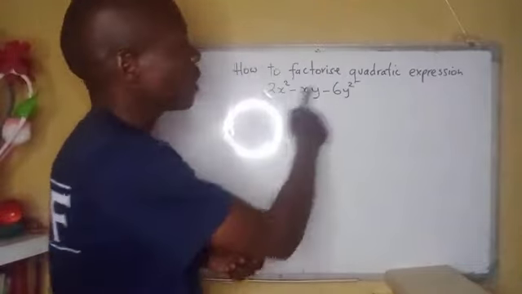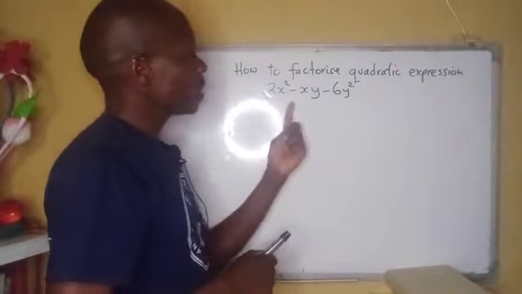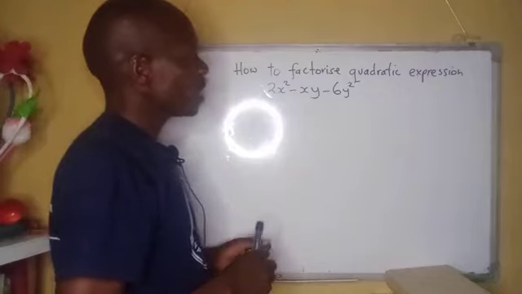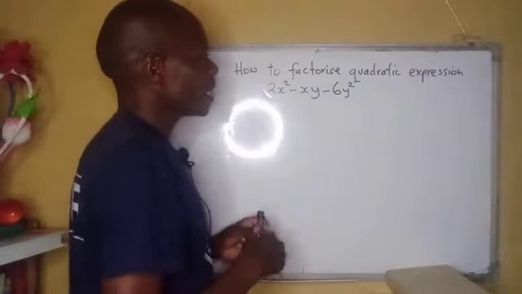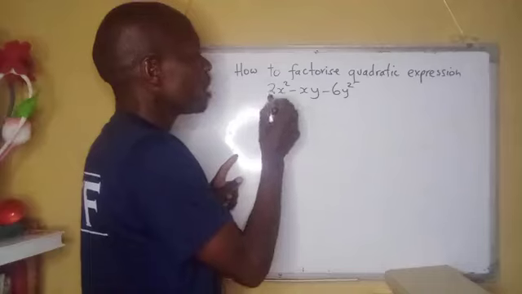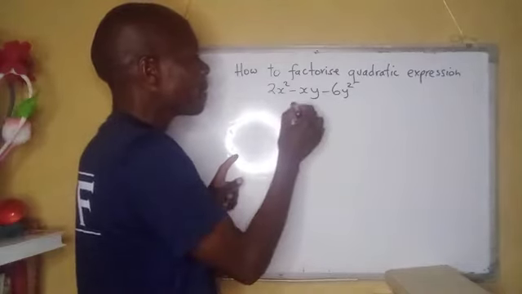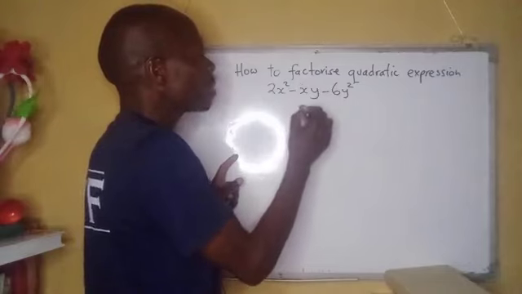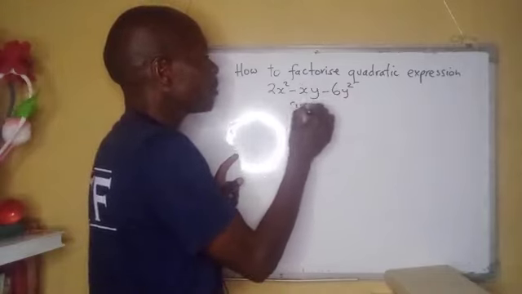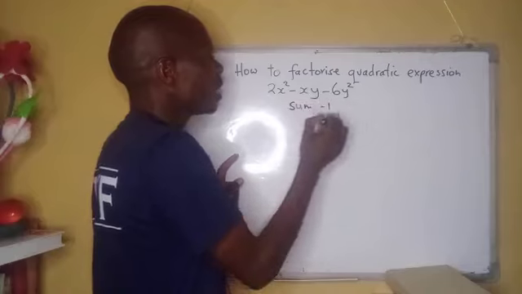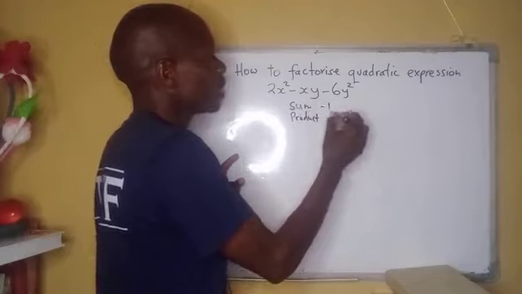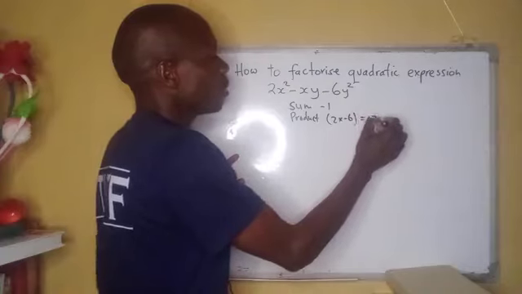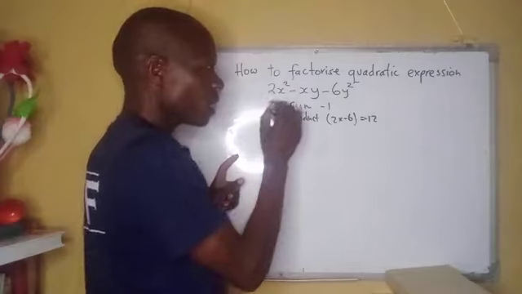Today we want to learn how to factorize a quadratic expression which takes this form. The first thing you need to know is that this type of expression requires some four skills. One, being a quadratic expression, you should look for the terms whose sum is -1 and whose product is -2 times -6, which is -12. That's one thing you need to know.